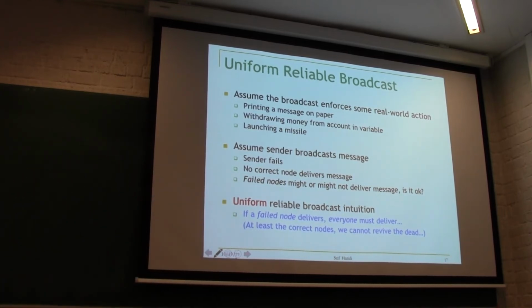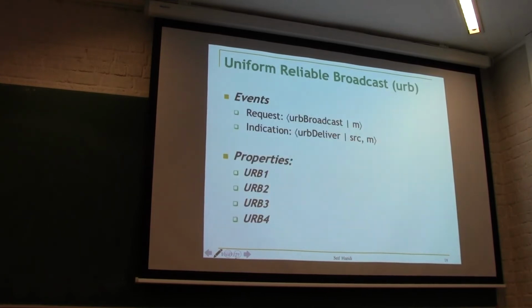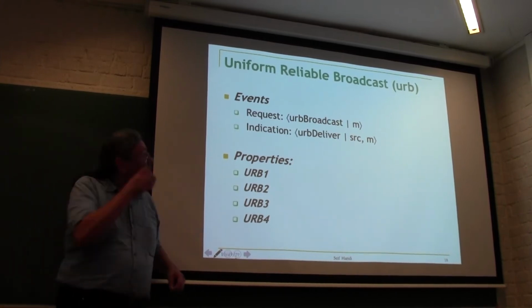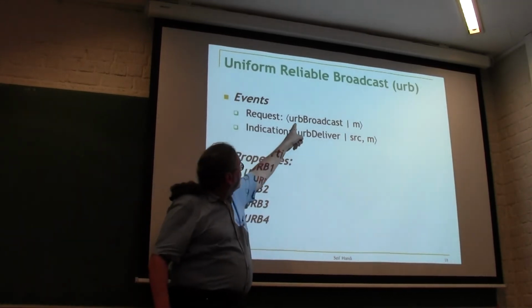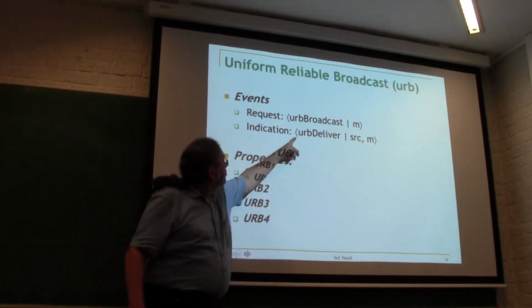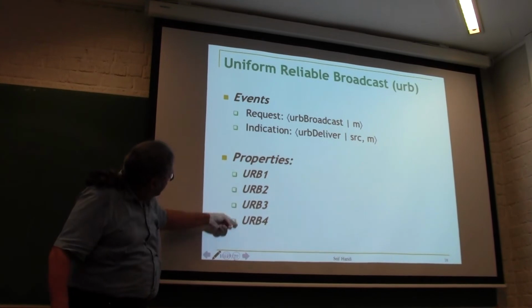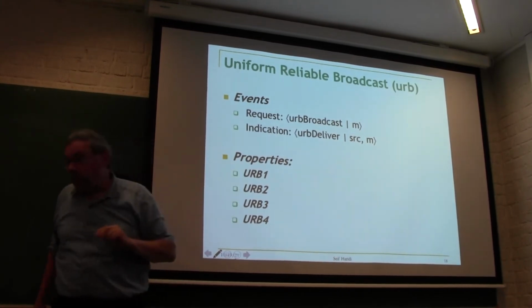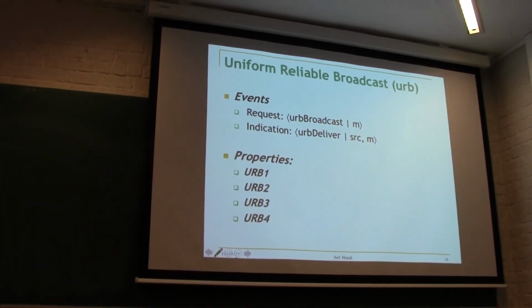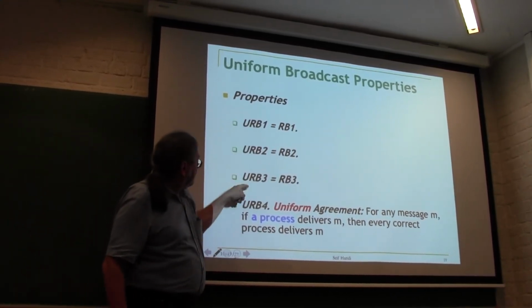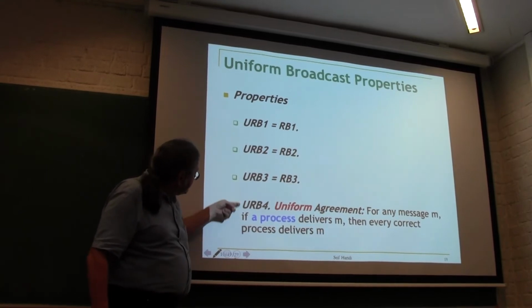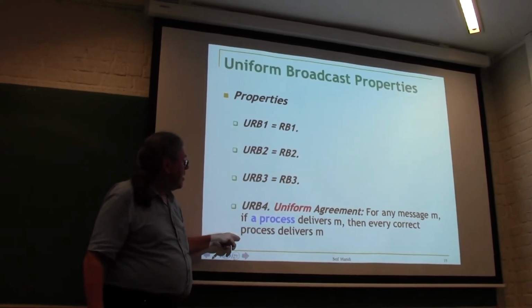But let's give the properties and then the scenario. The property is actually very simple. It looks almost the same as reliable, in fact. So here's uniform reliable. So here it's URB broadcast, URB deliver. It has 4 properties, URB 1 to 4. The first 3 properties are the same as reliable and the same as best effort. But then there's this 4th one, agreement.